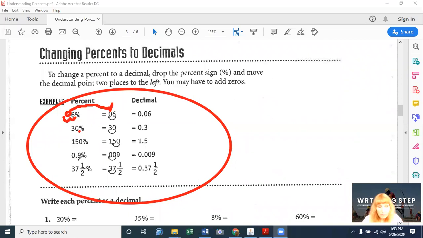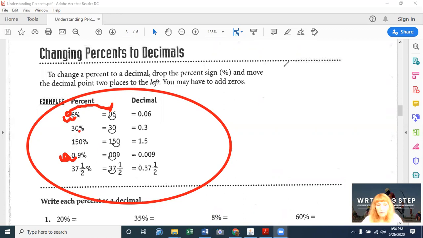0.9%, don't be tricked on this kind, you're moving 2 to the left. So let's do that right here. 1, 2, fill in with a 0. So your answer is 0.009. 37.5%, move your decimal 2 to the left, 0.375.